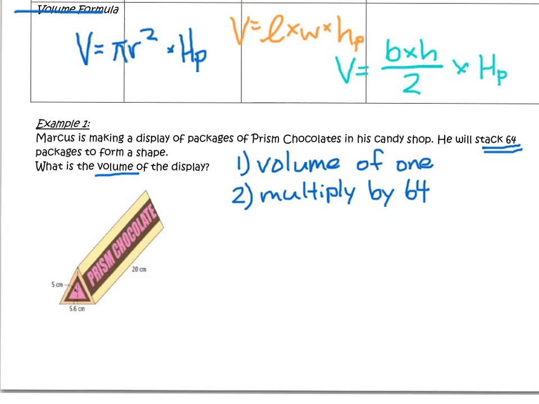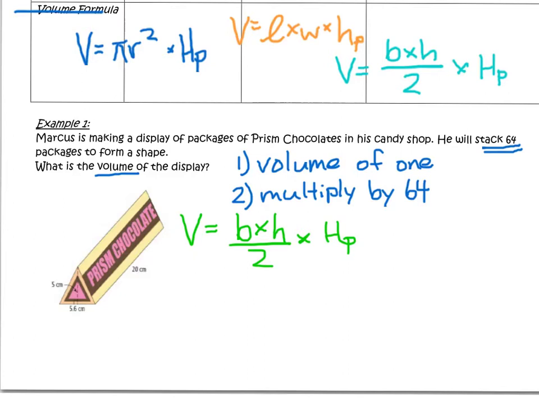Well, it's going to be the volume of each one times 64 for the total volume. So we need to figure out the volume of 1. Let's go with Jordan. What shape is this? And what is the formula for a triangular prism for volume? Base times height divided by 2 times height of prism. We can use our shortcut now: base times height divided by 2 for the area, times the height of the prism. Have to figure out which one is which.